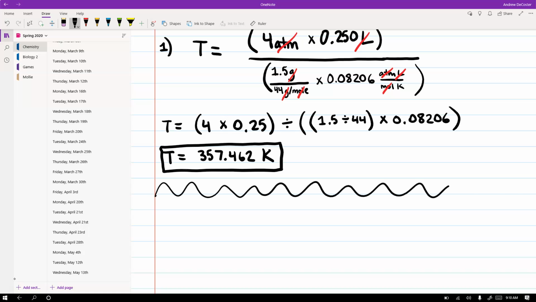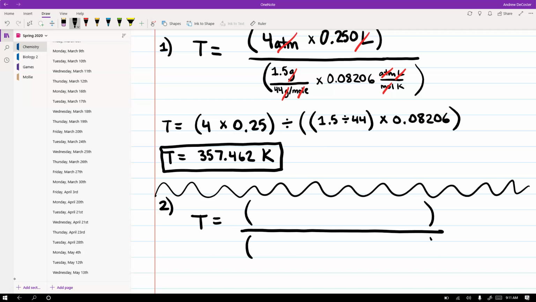Okay, let's do a little squiggly line here, and let's do number 2. We're going to use the same logic for number 2. Temperature equals pressure times volume over N times R.